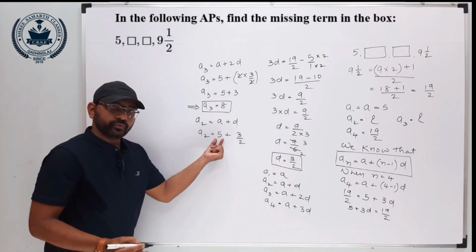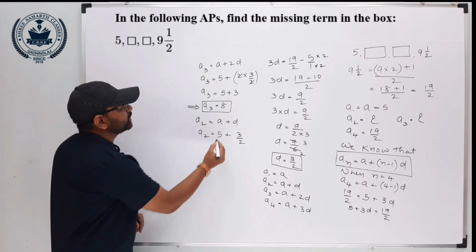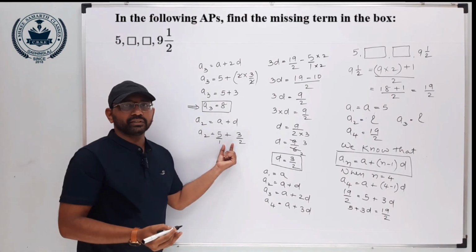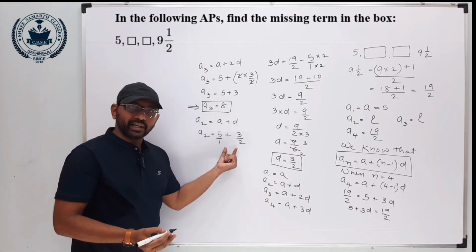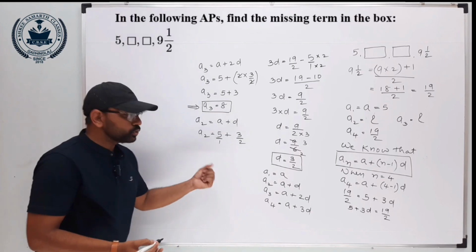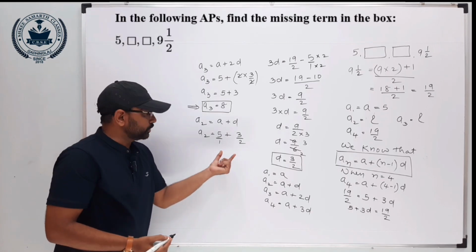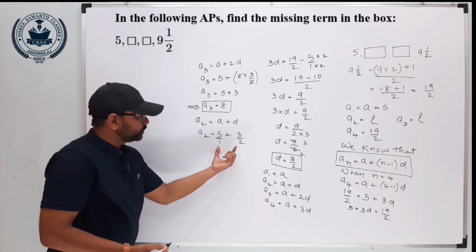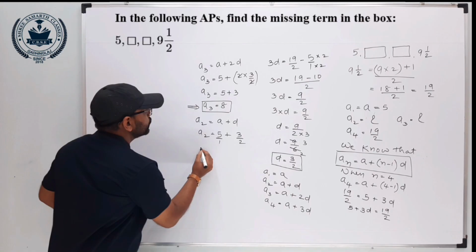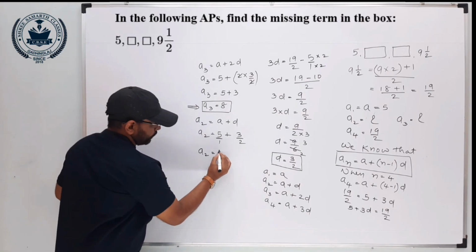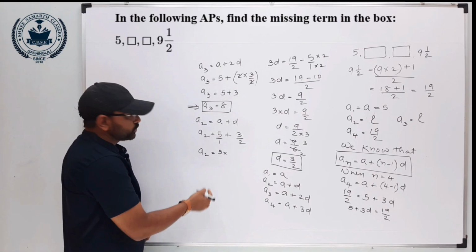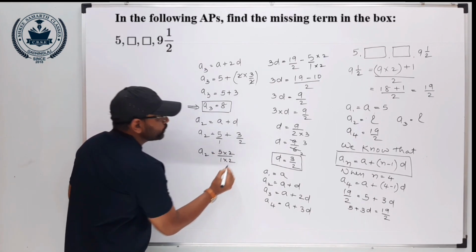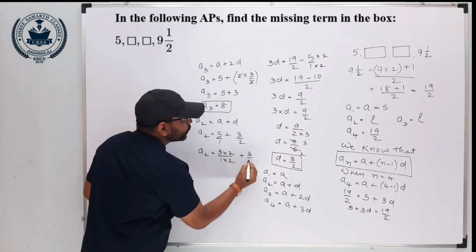Now the 5 can be written as 5 upon 1. Now I can't add this. So to proceed with the addition of the two fractions, I need to equalize the denominator. To make the denominator the same, I will proceed with my LCM method. So how much is the LCM? LCM is 2. So a2 is equal to 5 into, I should multiply 2 to the numerator as well as the denominator, 5 into 2 upon 1 into 2 plus 3 upon 2.